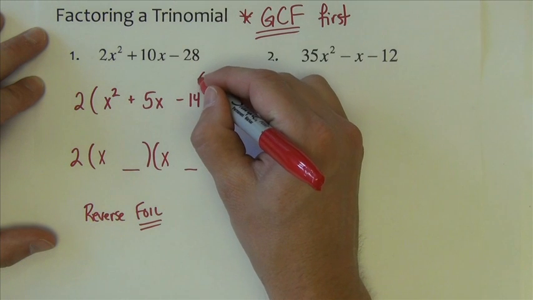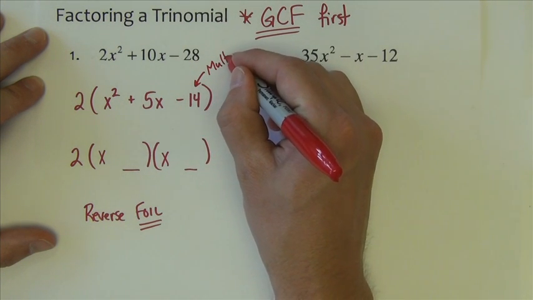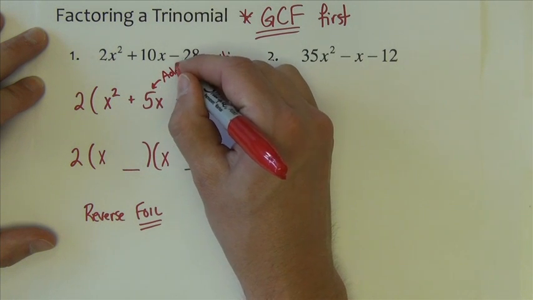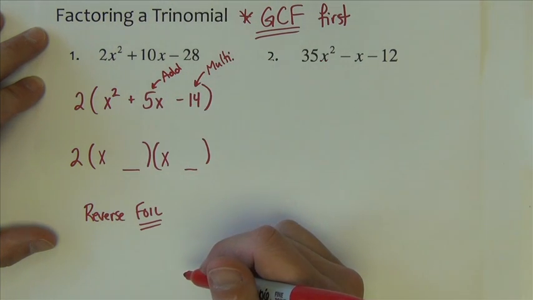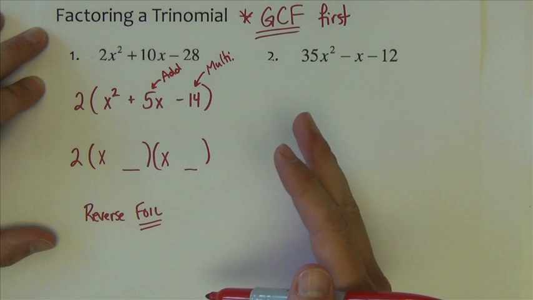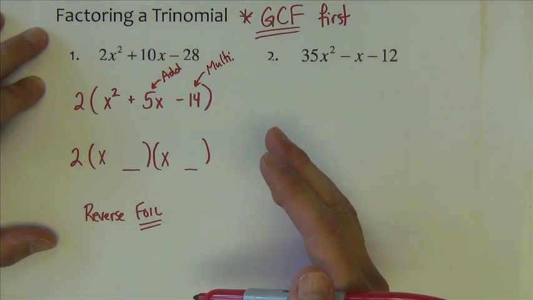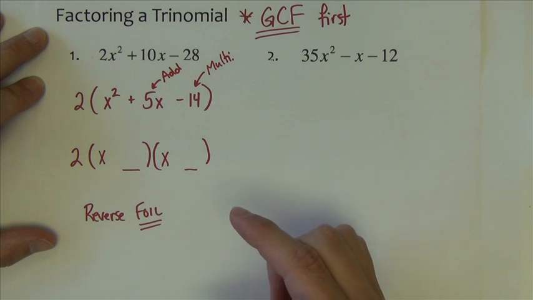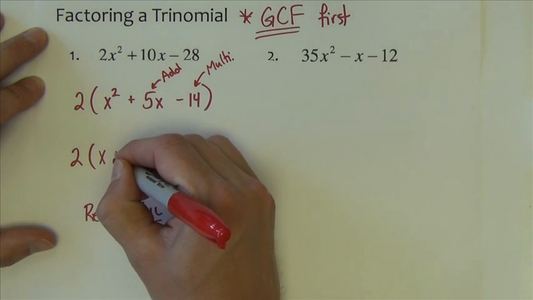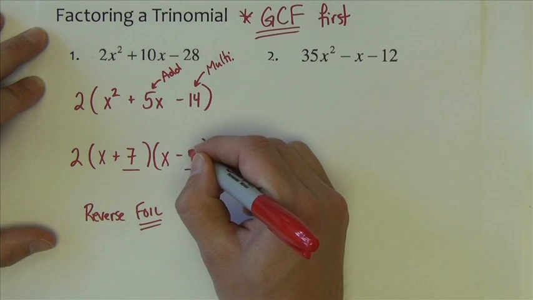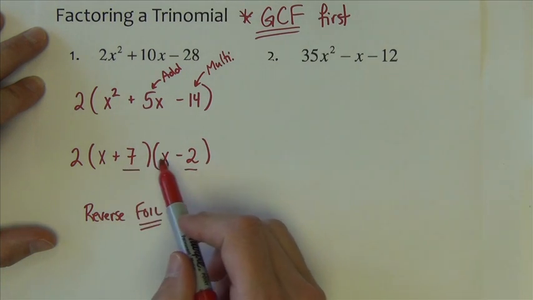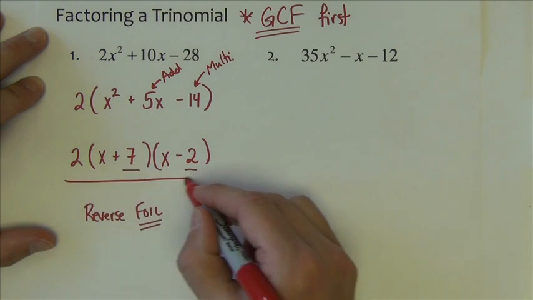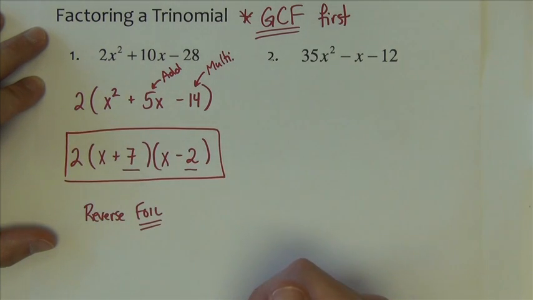So I need two numbers that multiply to negative 14. Those same two numbers must then add to 5. Think of all the ways that you can multiply to negative 14, and then choose the one whose numbers also add to positive 5. If you think about those, you get positive 7 and negative 2. 7 and negative 2 multiply to negative 14, and 7 minus 2 is 5. That's my factors.